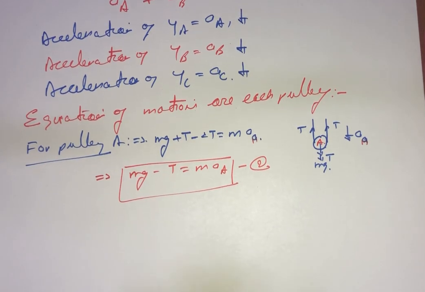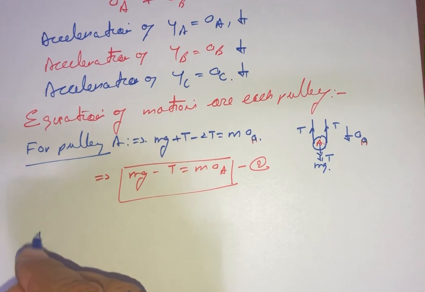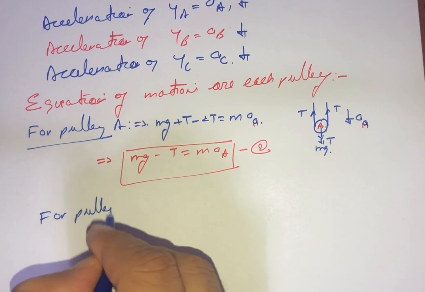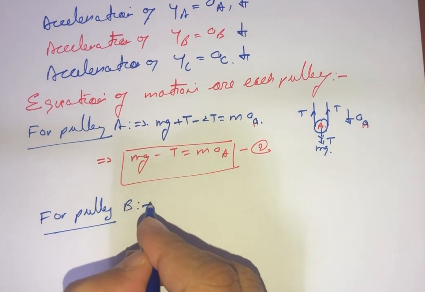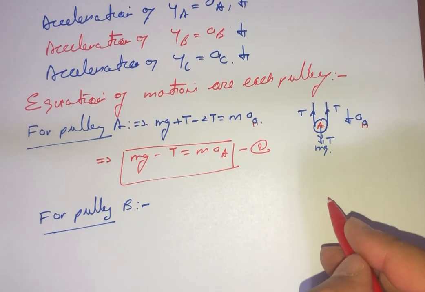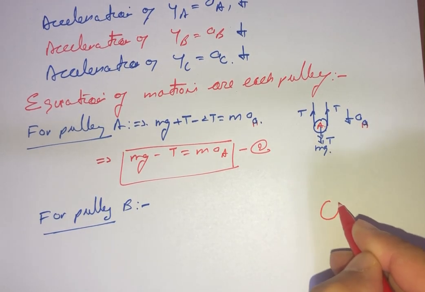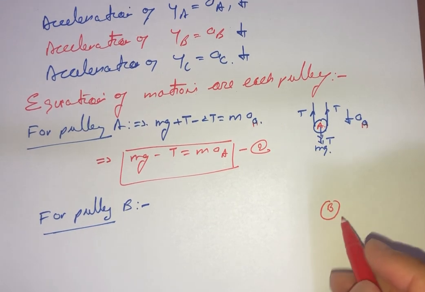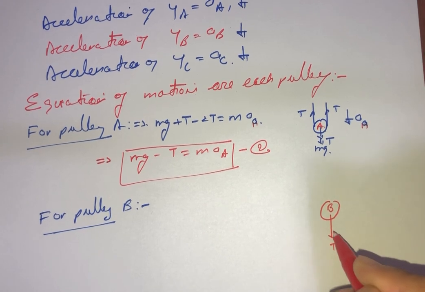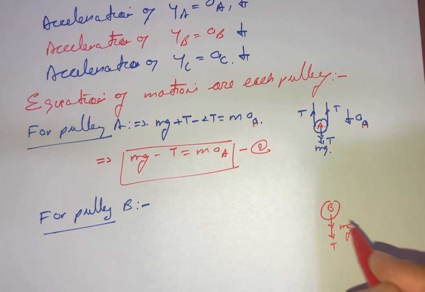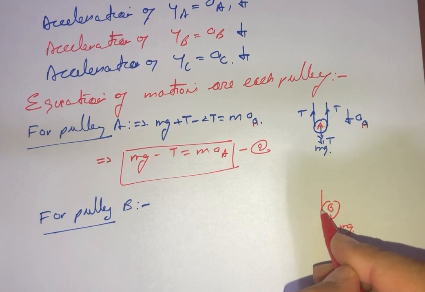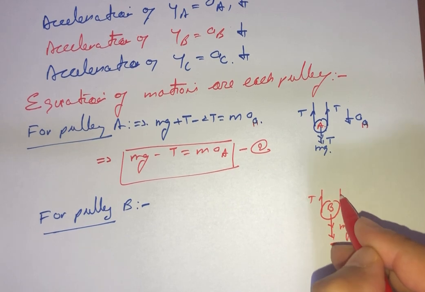Now we can write for pulley B. If you draw the free body diagram for pulley B, so this is pulley B. In the downward direction it has two components, one is tension and another one is mg, and in the upward direction it is going to have string tension T, and this also will be T.